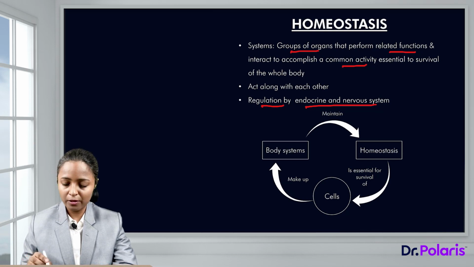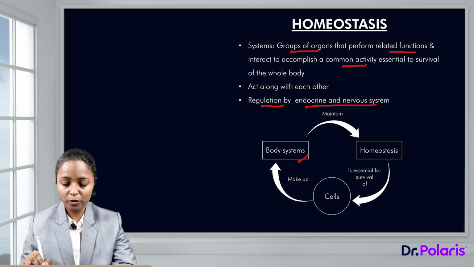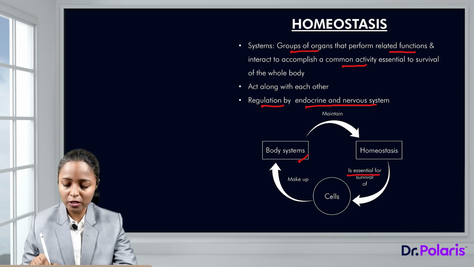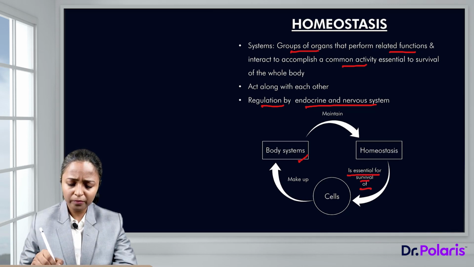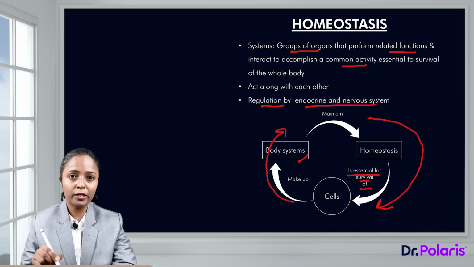So fundamentally, you see, cells make up the body systems, the tissues, the organs, right? And these organ systems help maintain homeostasis, that is the near constancy of the internal environment. And this homeostasis is essential for survival of cells. So that's what I was saying, that all the body organ systems work together for the survival of each cell, and each cell combines together to form the various body systems.